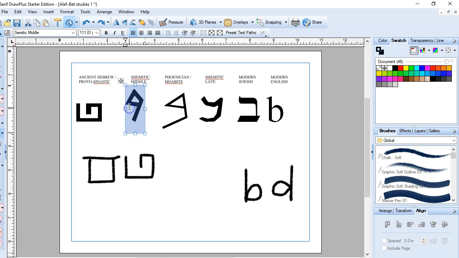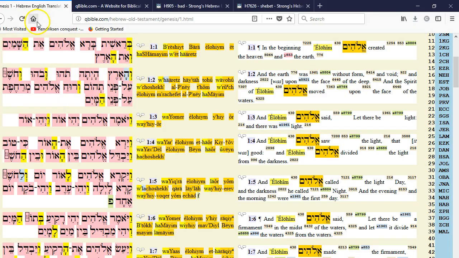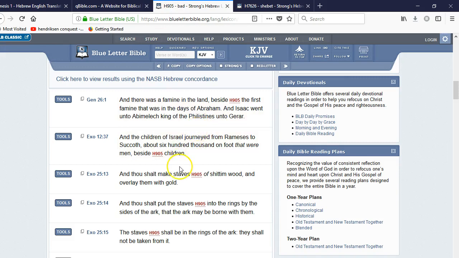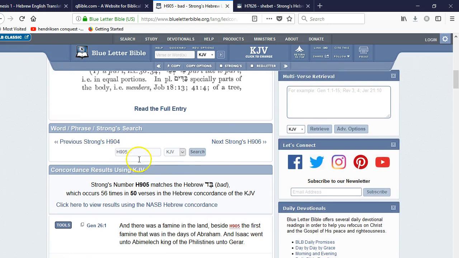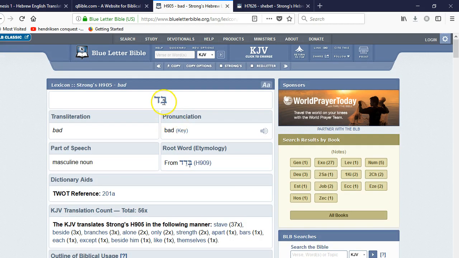Let's see what the Shemitic middle gives us when we hit D instead of B. Again, I would say that that's quite similar. I would think that these two characters are both telling us something kind of similar. And I'm going to show you some reasons why I think that is. Let's go to... I've got the concordance up, and I'm at H905, which is the word bud.